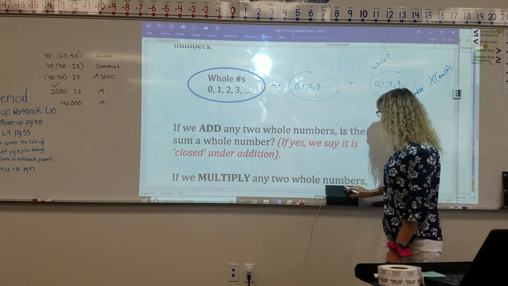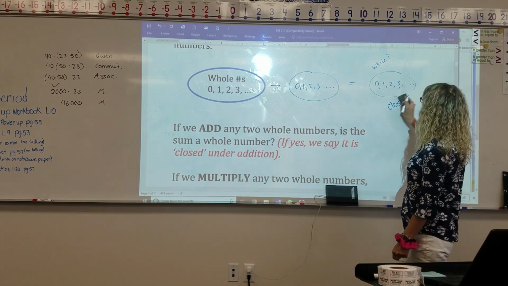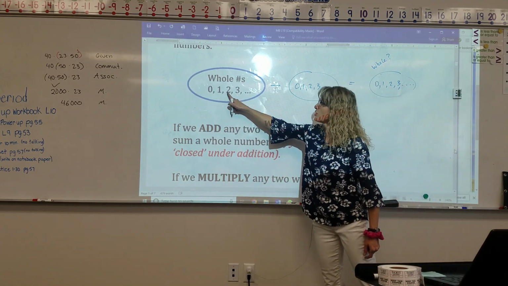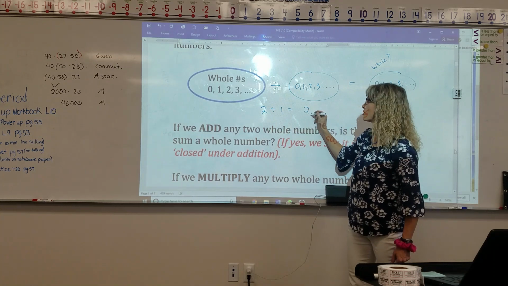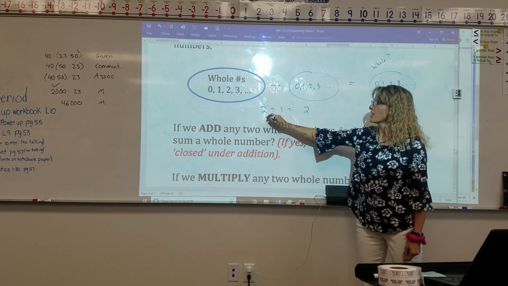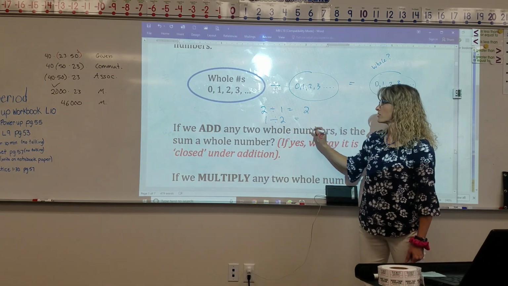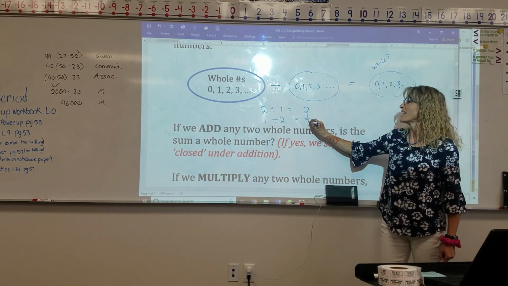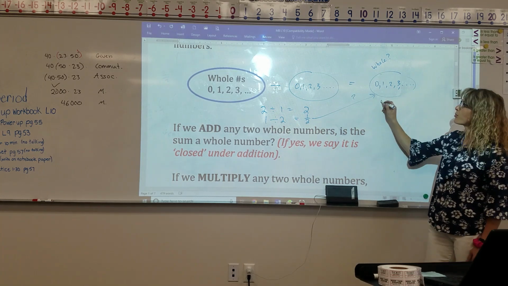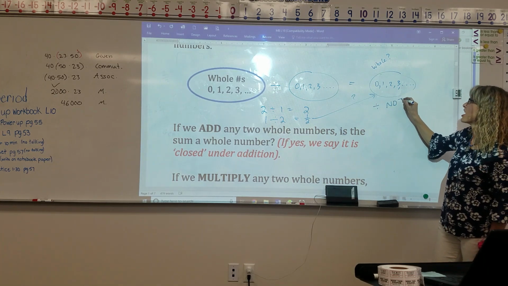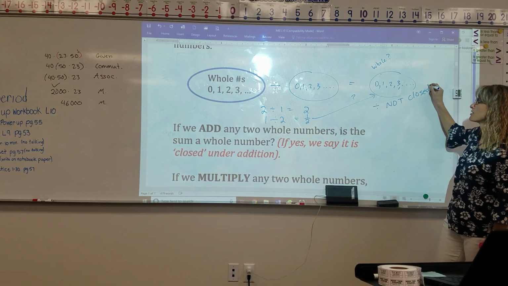All right, so now let's try division. This is our last test case. Is it closed under division? If I took any number, 2 divided by 1. That's 2. That's in there. What if I did 1 divided by 2? That's 1/2. Is that in there? No. Therefore, division is not closed.